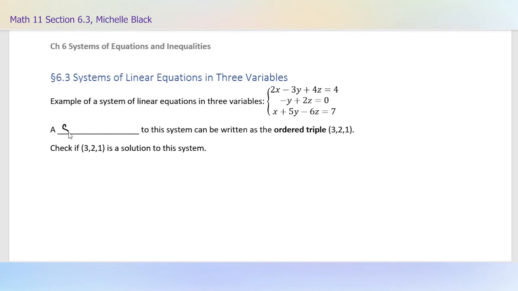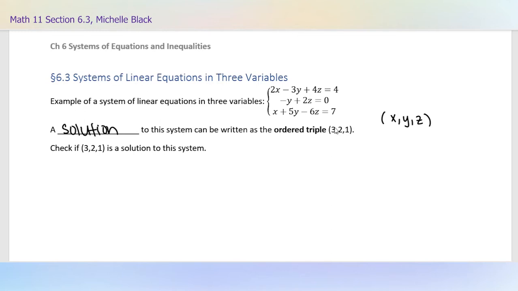A solution to this system can be written as the ordered triple 3, 2, 1. Or typically we would just get back something in the form x, y, z. Let's check if 3, 2, 1 is actually a solution to this system.